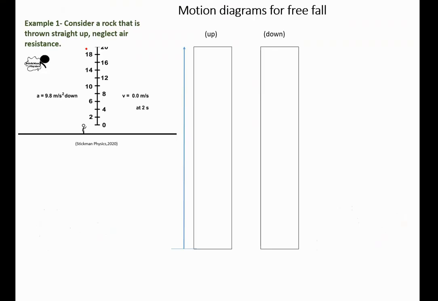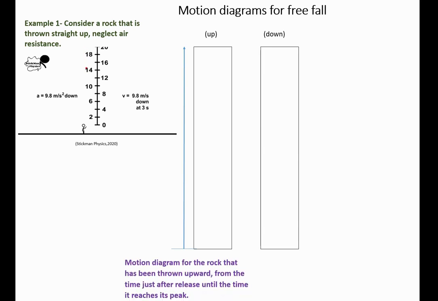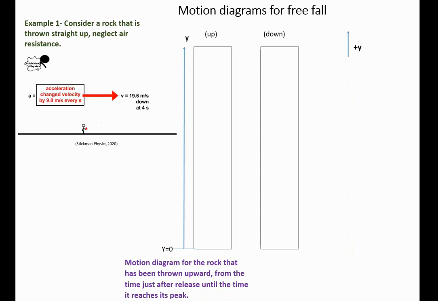Okay, so as the first example, let's consider a rock that is thrown straight up. Let's neglect air resistance. First, let's draw a motion diagram for the rock that has been thrown upward, from the time just after release until it reaches the peak. First, I'm going to define a coordinate system. I'm going to take up as positive, and also I'm going to consider the launch position as the reference level. So this is my reference point.